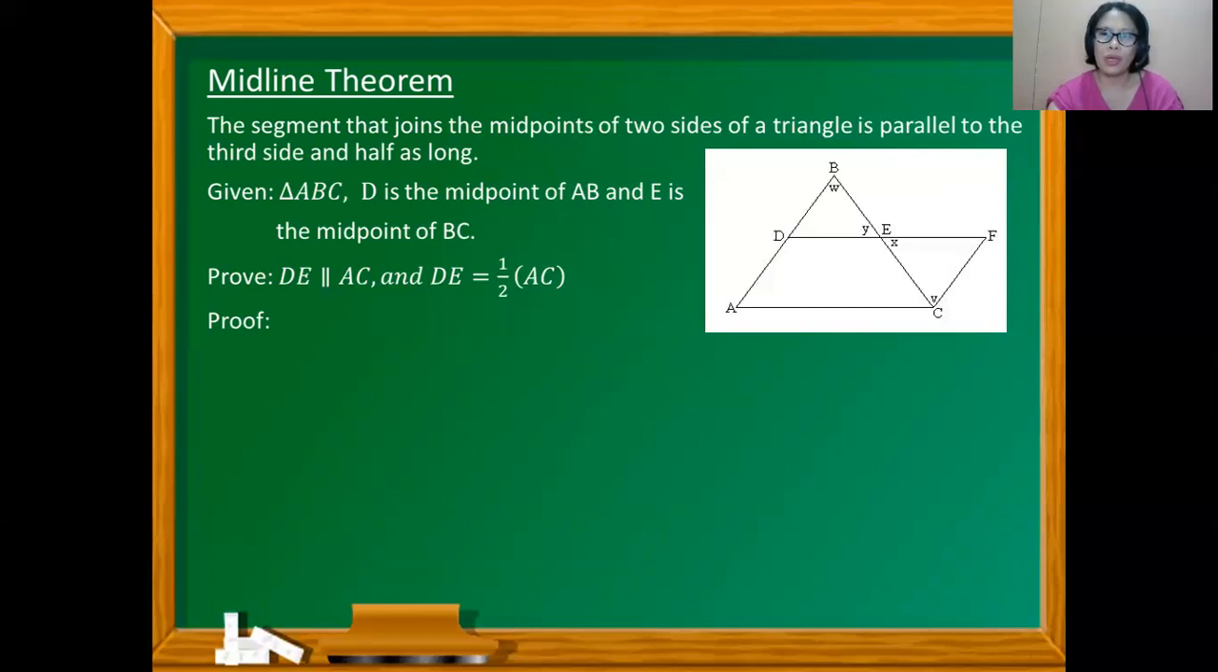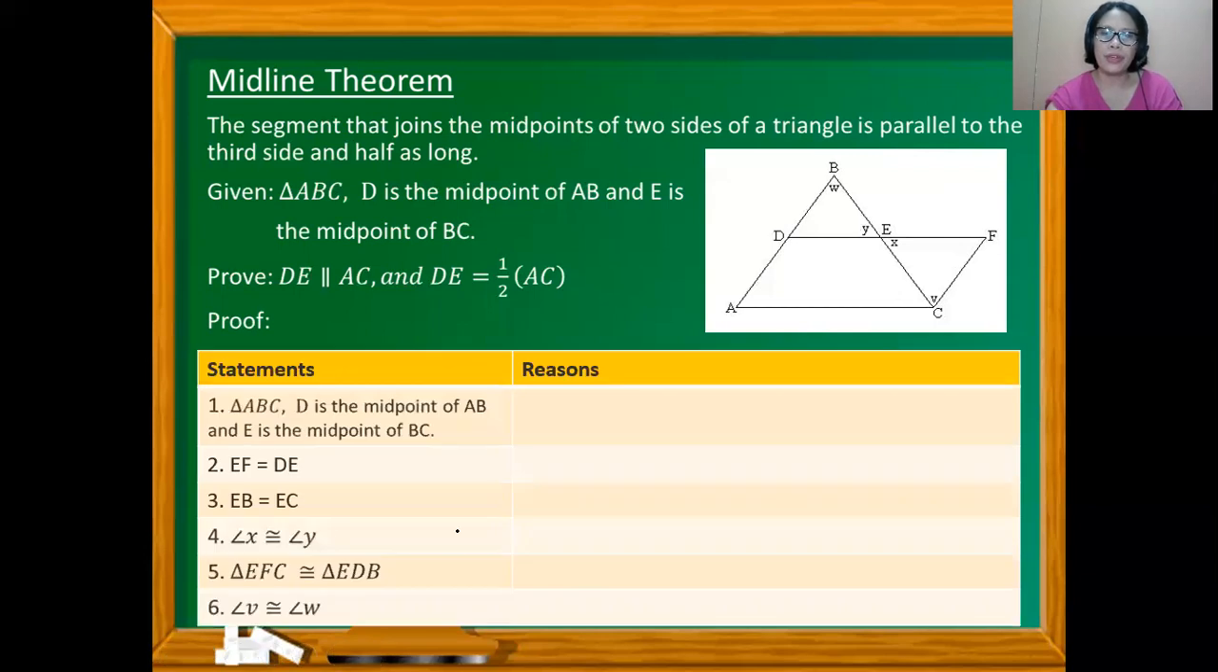So what we're going to do is to complete the proof here. So the first statement, triangle ABC, D is the midpoint of AB, line segment AB, and E is the midpoint of line segment BC. And this is given. Now, line segment EF equals DE. Okay, so this is equal to DE. And this is about point plotting theorem.